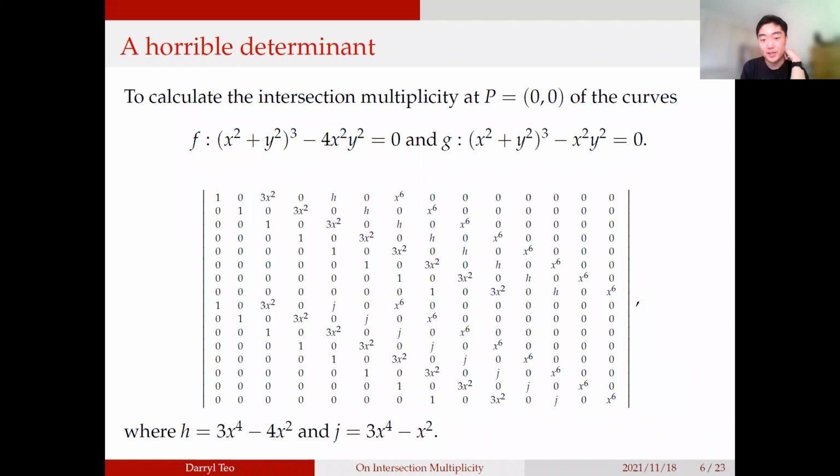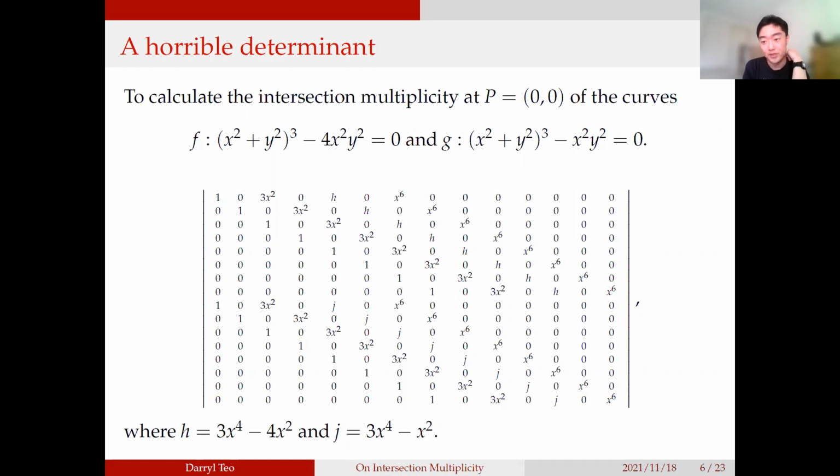To calculate the intersection multiplicity of these 2 curves f and g at (0,0), you evaluate this horrible, horrible looking thing. I always like to include this example in all of my expositions on this because it's a good scare tactic, I feel. Sure, you can put this into a computer algebra system and get it to evaluate it for you, but it's pretty terrible to look at.